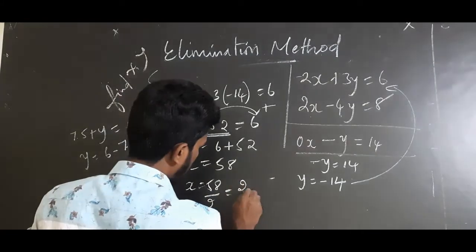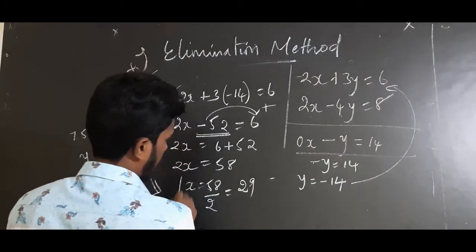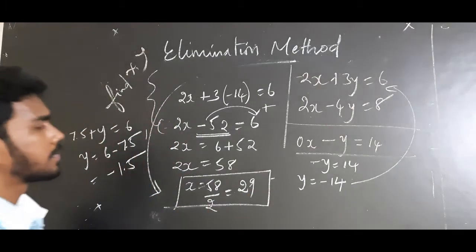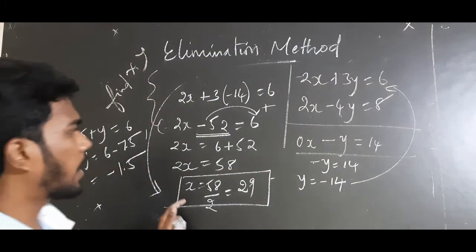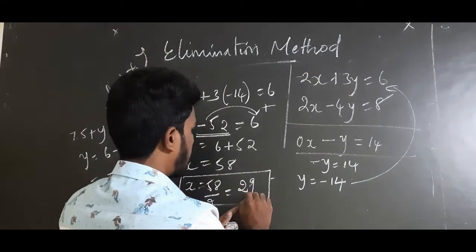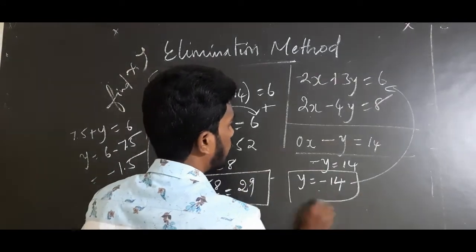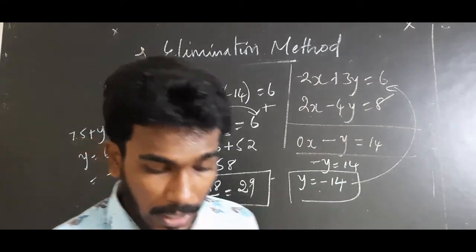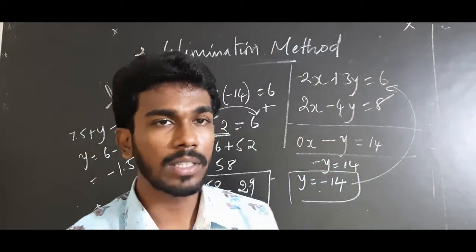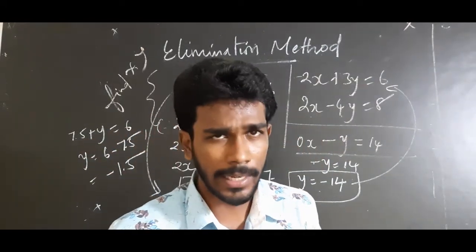I get 29 as my answer. Got it? So this is the value of x. This is the x value and this is going to be the y value for this required sum. So in this first simple method, I have not involved any complicated sum.